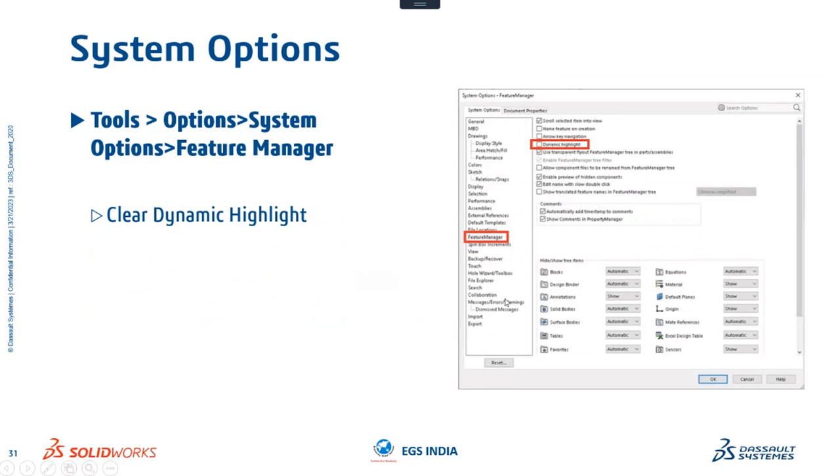And the next setting is on the feature manager tree. There is a dynamic highlight option you need to clear. By clearing this, when we click any of the files on the feature manager tree, it will not load in the graphical area and show the component, which takes some amount of time. We need to clear this option.